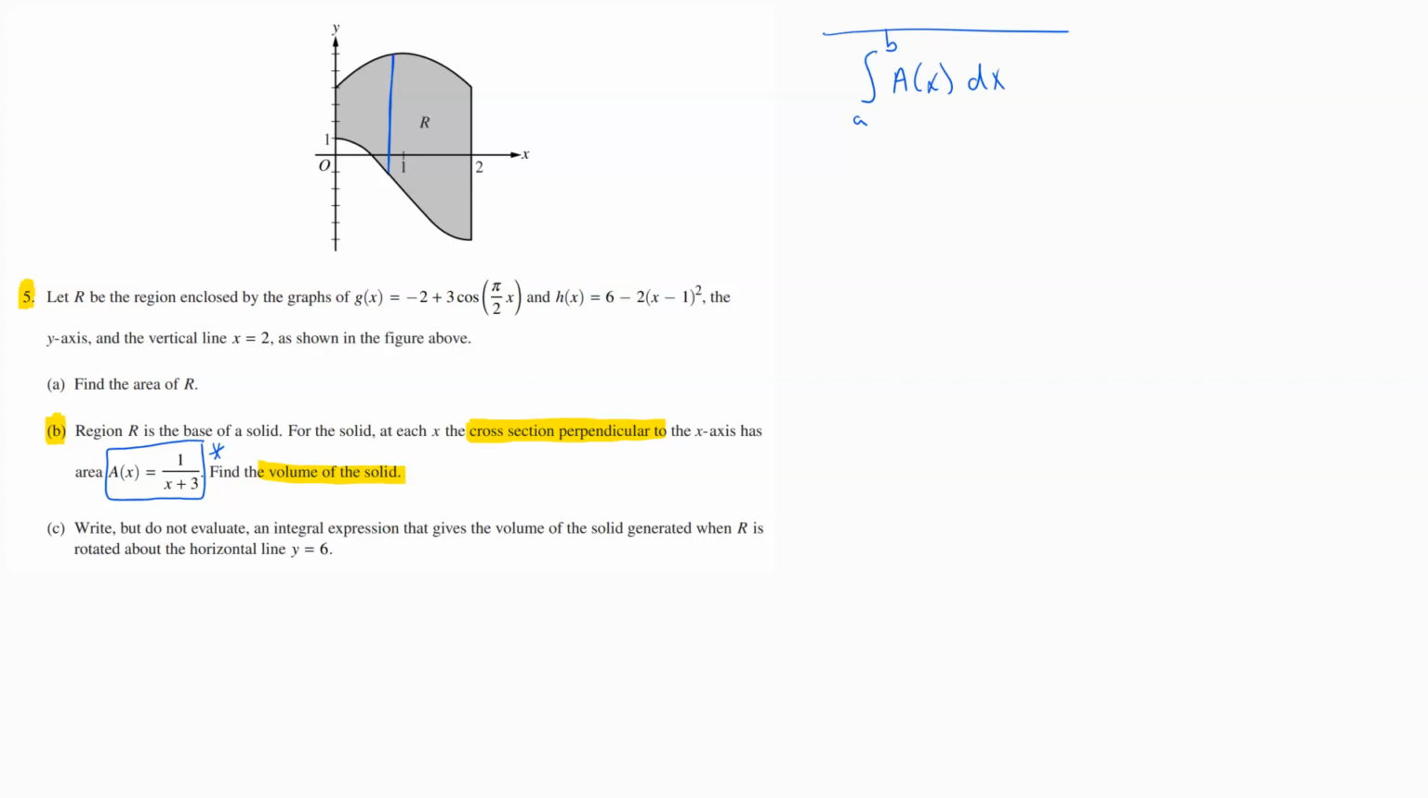So setting it up now, what we would have gotten was the integral from a, which would have been the left-hand side over here, at x equals 0, to our b value, which would have been the other side of this region, at x equals 2. And then we have our area formula here. This is 1 over x plus 3 dx.